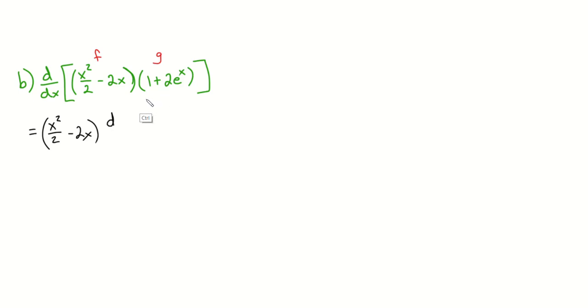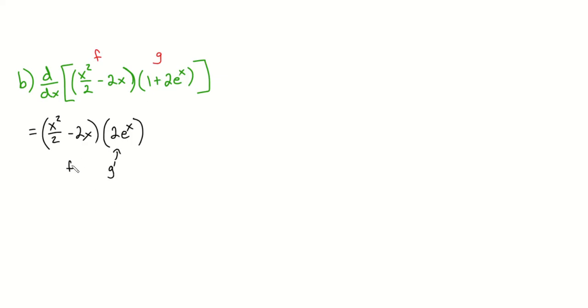Okay, so we are just taking the derivative, and I'll make sure I highlight that. But what is the derivative of 1? 0. What's the derivative of 2e to the x? So here it is: first times the derivative of the second. I'm just going to write for our purposes, you don't need it, but this is g prime.